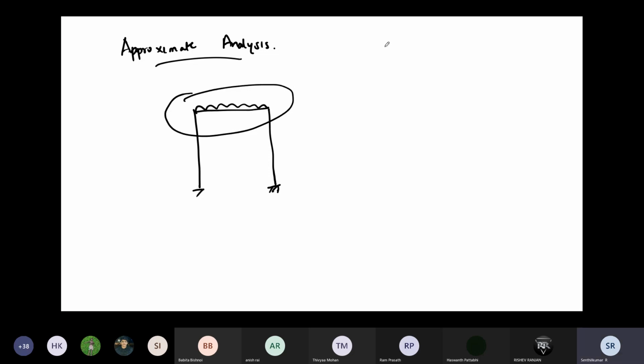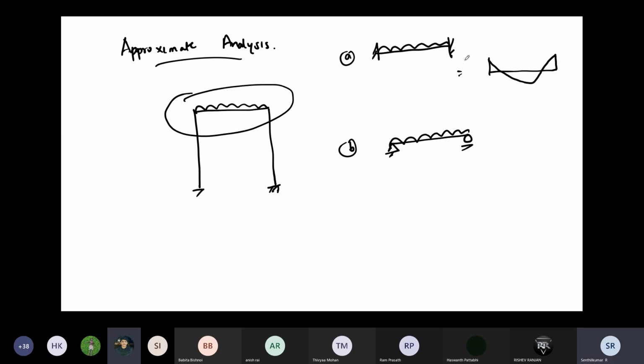Before that, I have one option. This is A, the beam, and another one, B. You know the values for these two beams, right? What about the value at this end? Minus WL square by 12, right? So what about the value here? The bending moment value is 0, right?